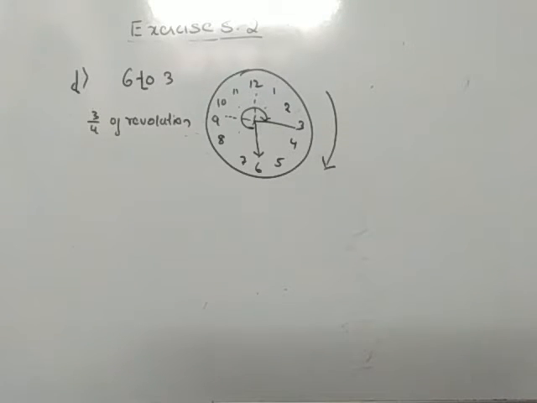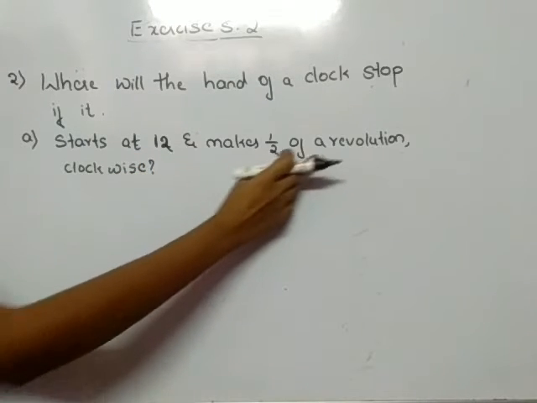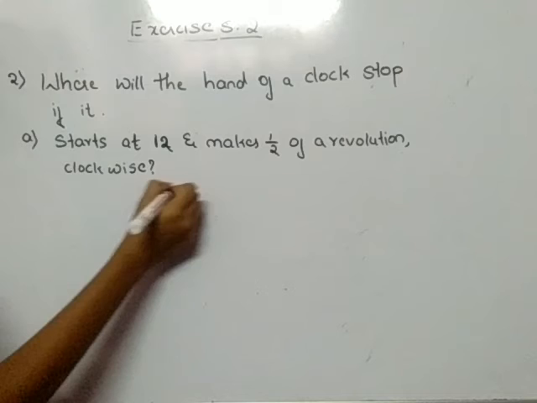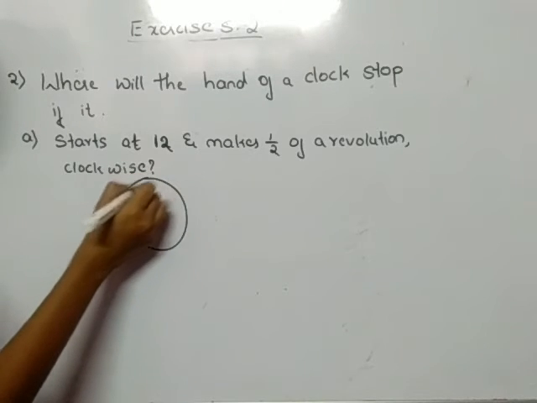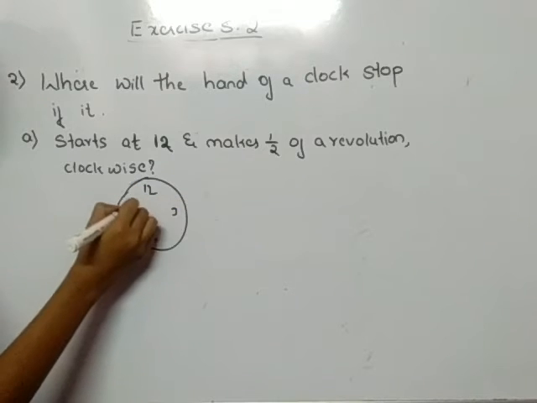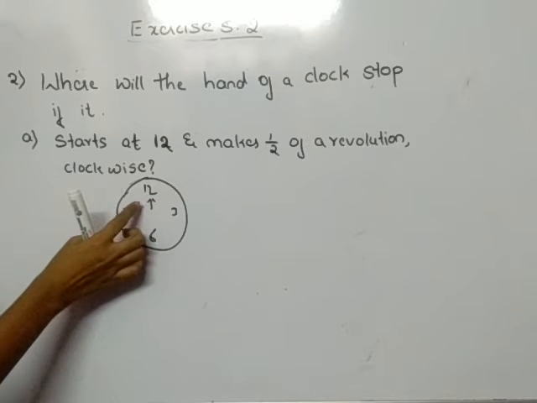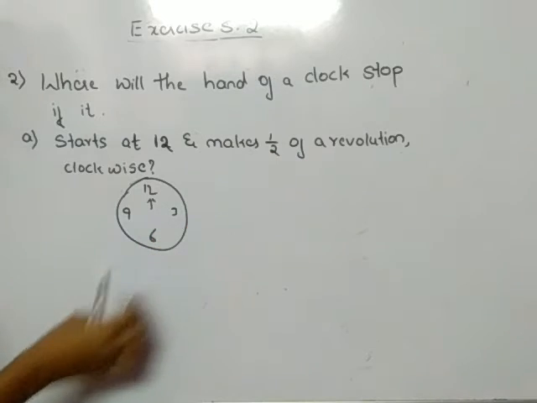Next we will move to the second main question. Where will the hand of a clock stop if it starts at 12 and makes half of a revolution in a clockwise direction? Right, here there is a clock, right? This is the clock, 12, 6, 3, 9. Now this is the hand of a clock, right? If it starts rotating from 12 and makes half of the revolution.